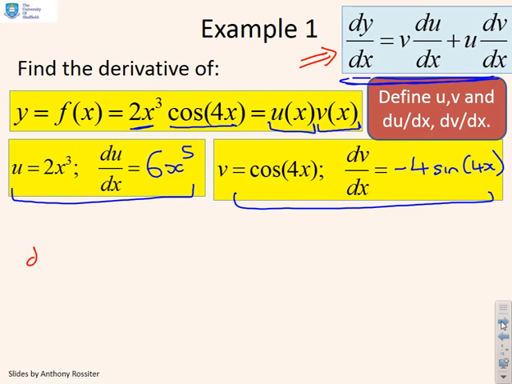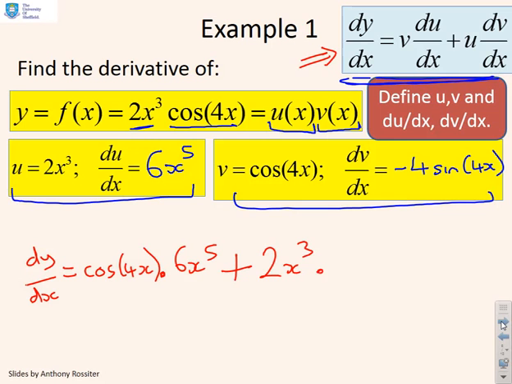I'm going to write dy dx equals, if I do the v first, cos 4x, and that multiplies by du dx, which is 6x to the 5, and then plus, I do the u next, which is 2x cubed, and that's going to be multiplied by dv dx, which is minus 4 sine 4x. And there's your answer.